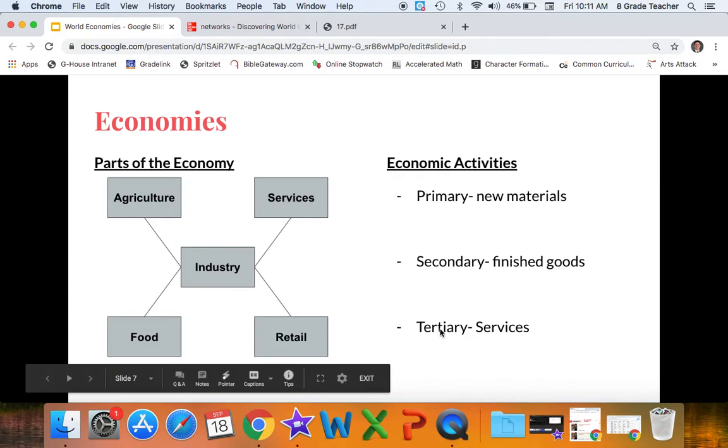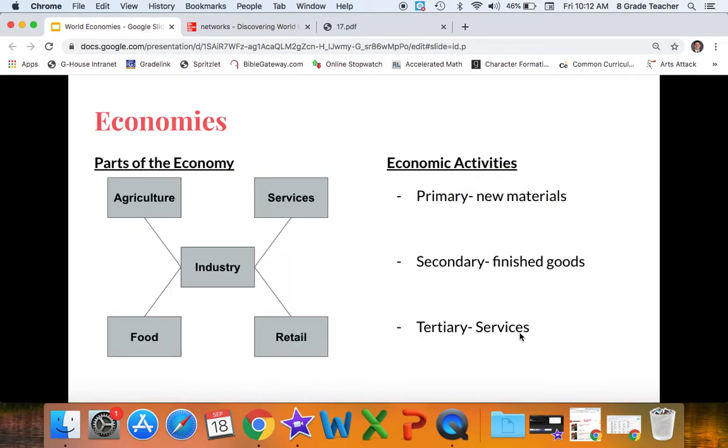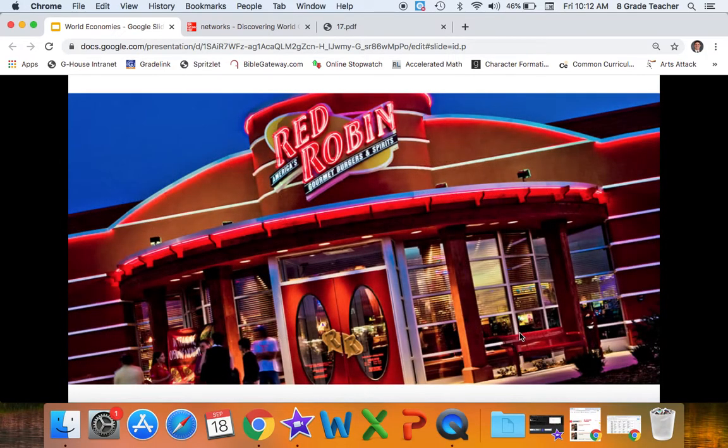Here's an example. The third one is the tertiary. That's the third part of the economy, in which somebody's actually doing something for you. If you've ever gone out to eat at Red Robin, this is an example of the tertiary part of the economy, in which somebody's cooking food for you. You probably could cook yourself, but it's sometimes convenient to have somebody make something for you. At Red Robin, they make specialty burgers that are really delicious, that might be better than you could make yourself, so you're willing to spend your money there.